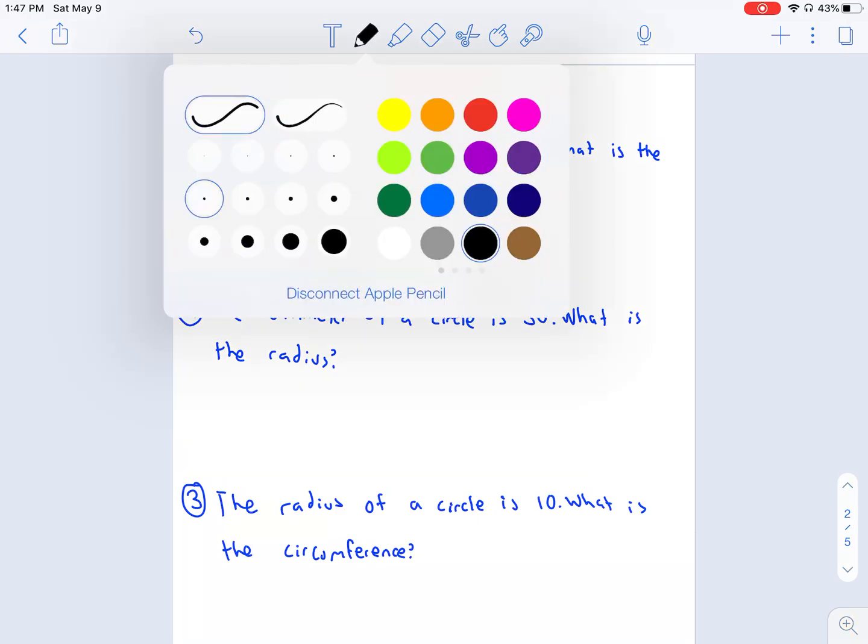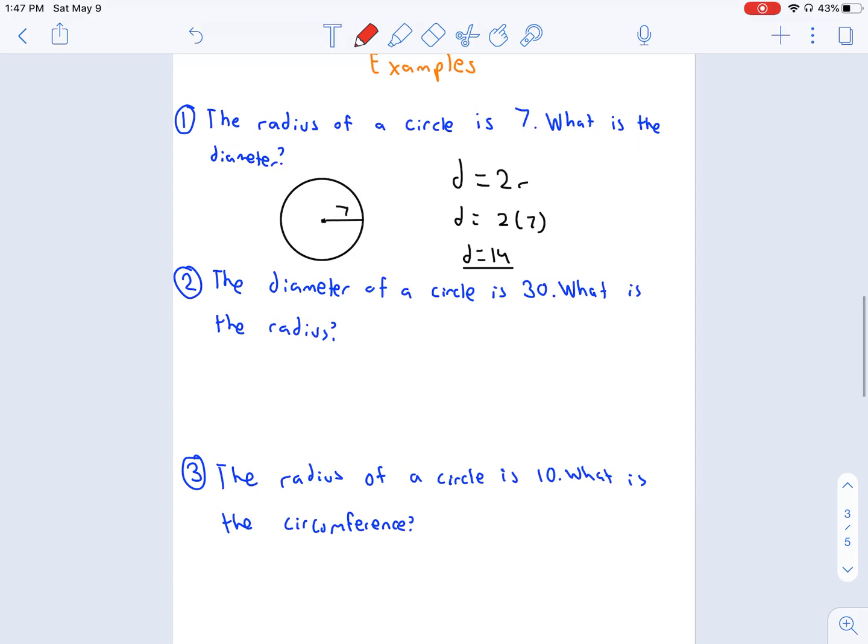Number 2, the diameter of the circle is 30. What is the radius? So in this one, we are given the diameter, and we're trying to find the radius. So this whole thing is 30, but we're looking for this, the question mark. So the formula again is d equals 2r, but instead of plugging in the radius, we plug in the diameter because that's what we were given, and then we would isolate the variable, and then we get r is equal to 15. So then that means the radius is equal to 15.